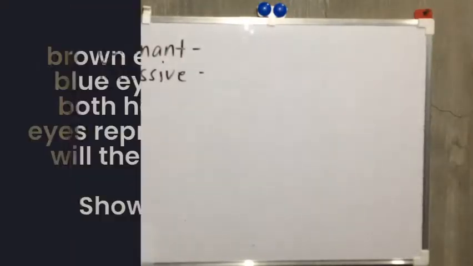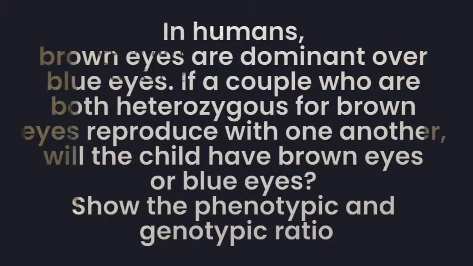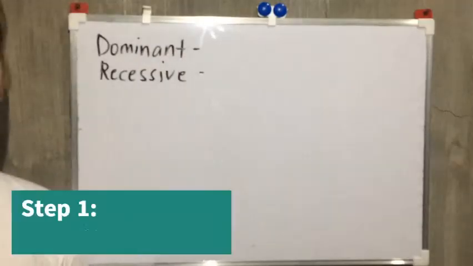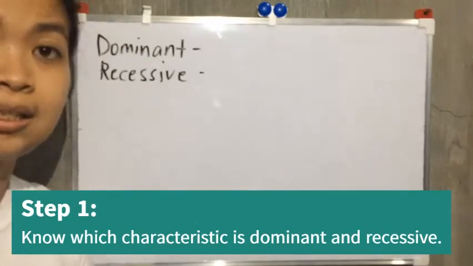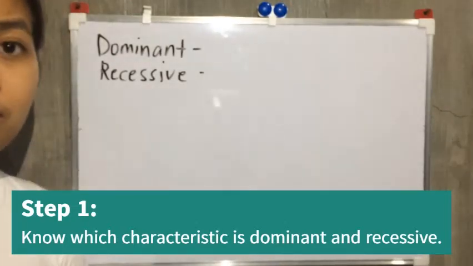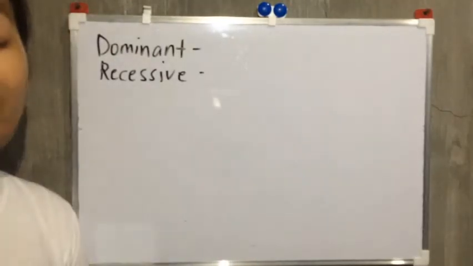In the example problem, we have in humans, brown eyes are dominant over blue eyes. If a couple who are both heterozygous for brown eyes reproduce with one another, will the child have brown eyes or blue eyes? Show the phenotypic and genotypic ratio. So for step 1, we should know which characteristic is dominant and recessive. So we should go back to the problem.